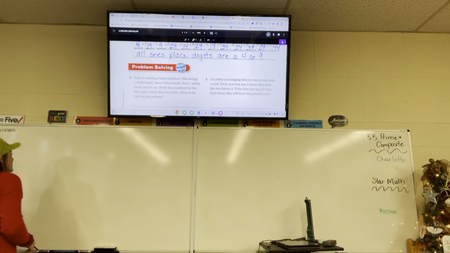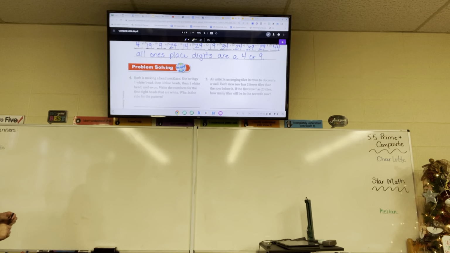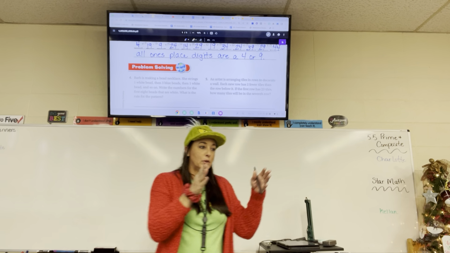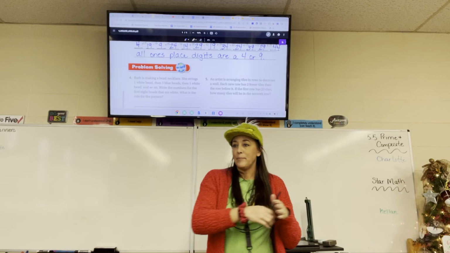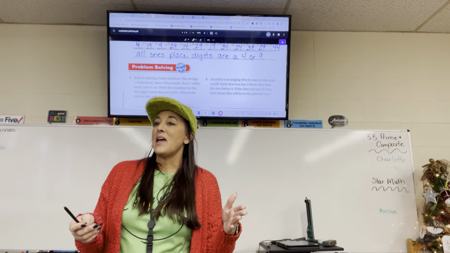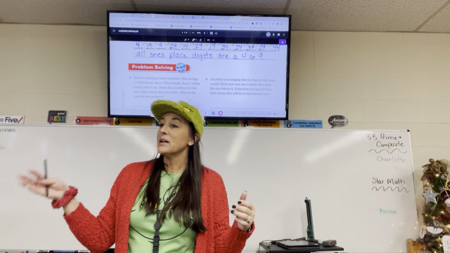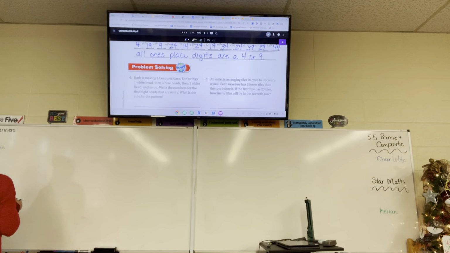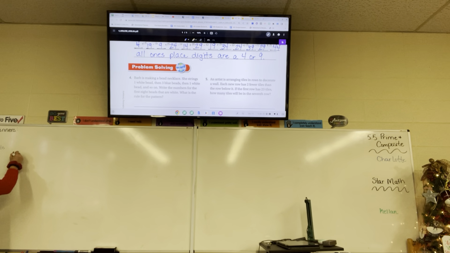Okay, so number 4 is kind of tricky. It says Barb is making a bead necklace. So she strings one white bead, then 3 blue, and then one white bead. They want to know what number bead the 8th white one is. So we're going to have to draw it out. So this is the way I would do it. We start with white bead number 1, right? Then blue, blue, blue.